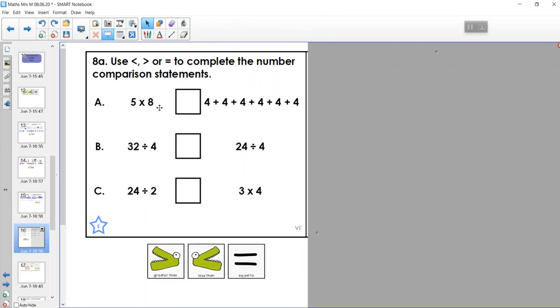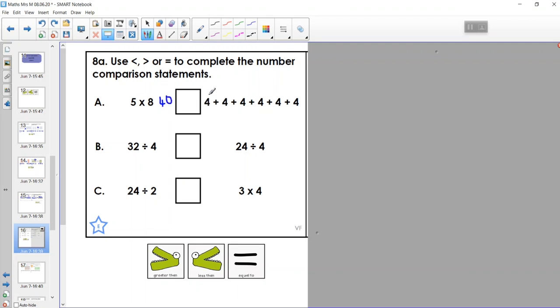Okay, so we're going to make sure that we can compare these statements. It says use the less than, greater than, or equals to complete the number comparisons. So I've got to compare these two sets of numbers. Before I do that, I'm going to need to work out what they're worth. So 5 times 8 is 40. I know that 5 times 8 is 40.